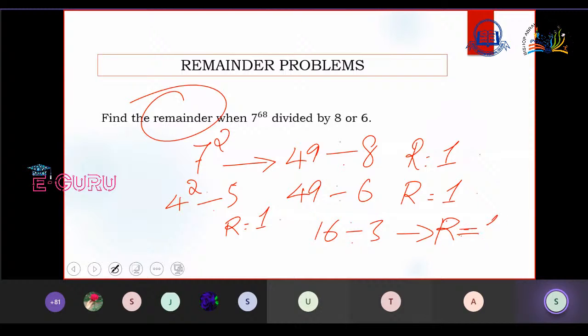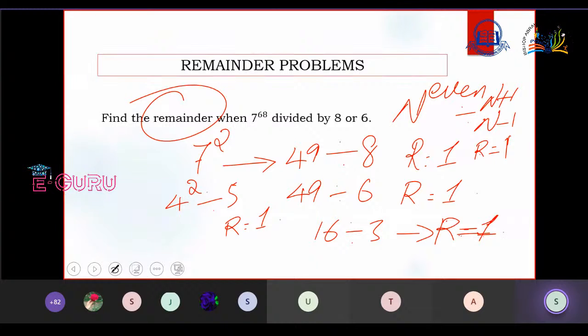So you can check this with any numbers. If the power is even, any number with an even power divided by the next number or previous number, the remainder will always be 1. Okay. Any number with even power divided by the next number or previous number, the remainder will always be 1.